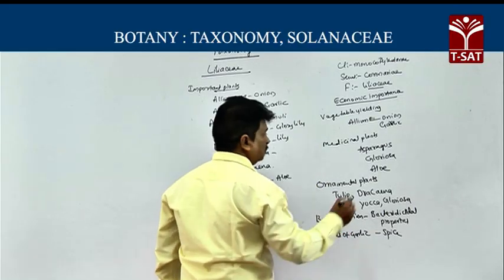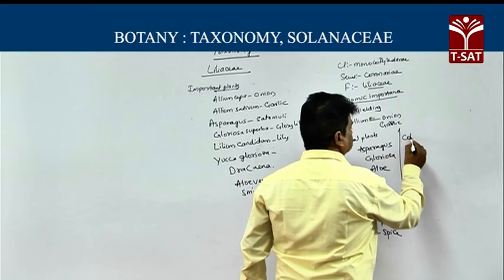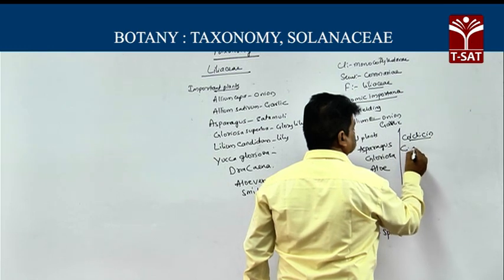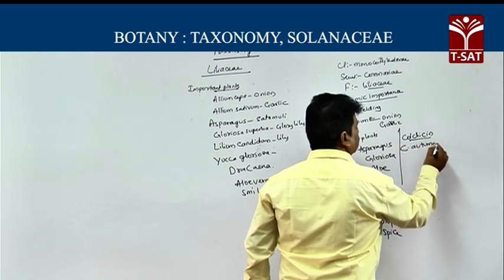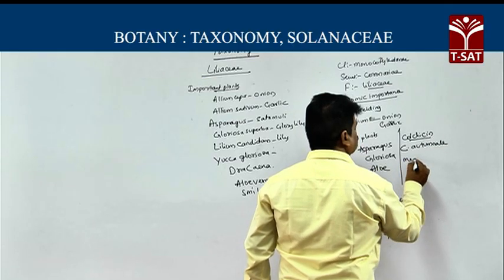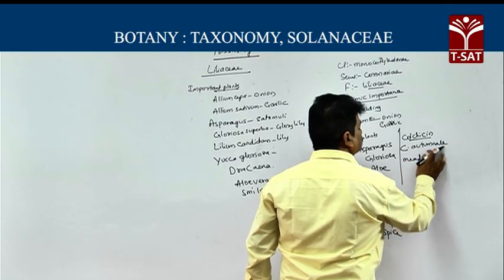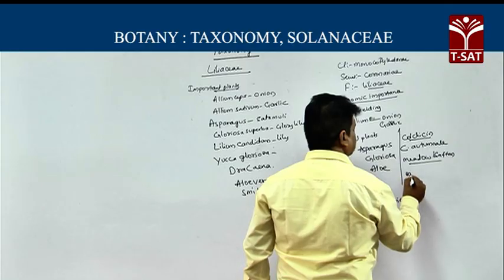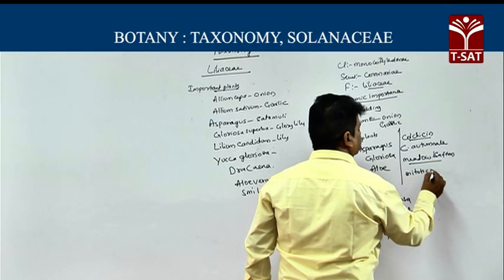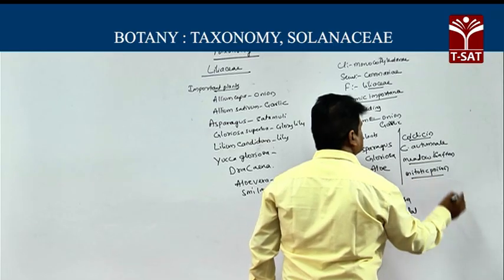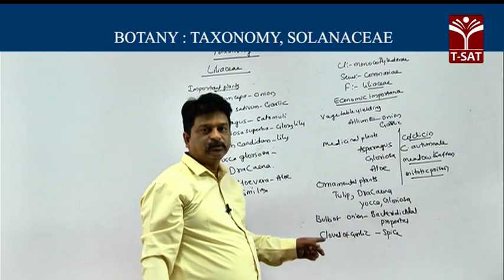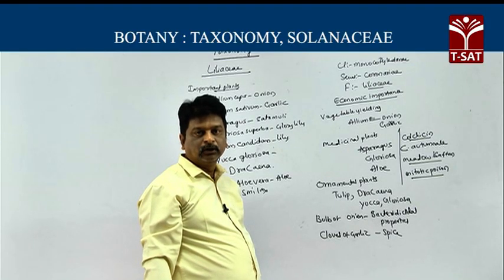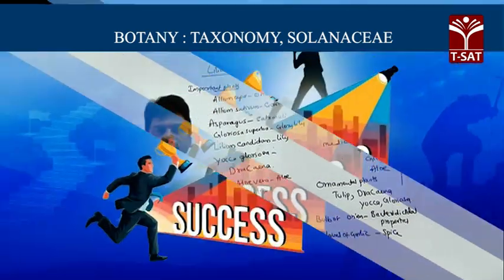Then colchicine. Colchicine obtained from Colchicum autumnale. Common name is meadow saffron. Rightly, colchicine is called mitotic poison because it inhibits spindle fiber formation. So haploids can be converted into polyploids.